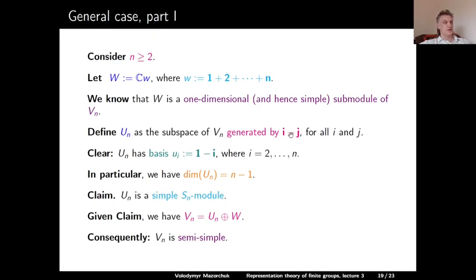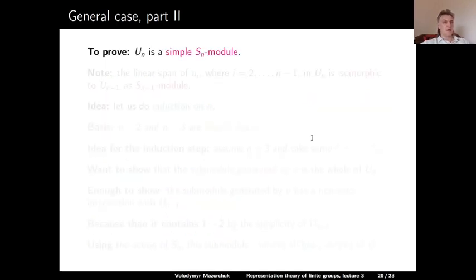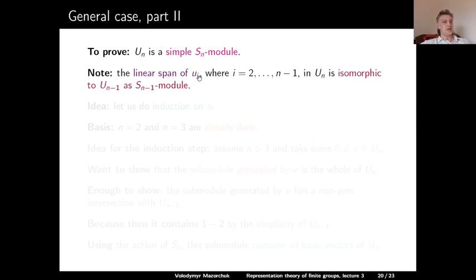It follows directly from the definition of Un that Un is a submodule, because if we apply a permutation to the element i minus j, we will get the element sigma of i minus sigma of j. So this is really a submodule. So we only need to check that it is simple. Okay, let us note that the linear span of all Ui's, where i ranges from 2 to n minus 1, in Un is isomorphic to Un minus 1 as an Sn minus 1 module. Again, this follows directly from the definition. We forget the letter n.